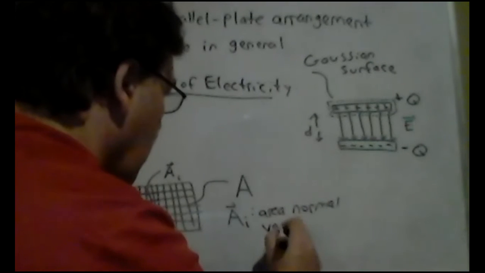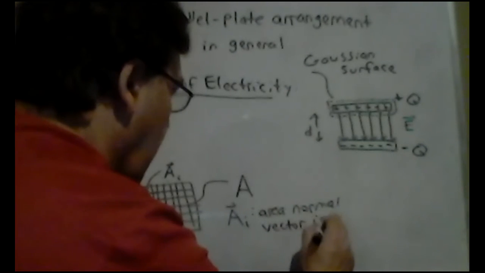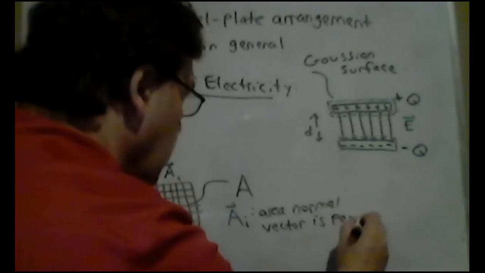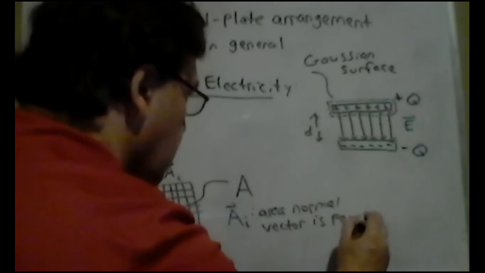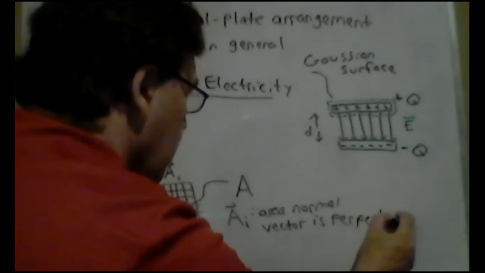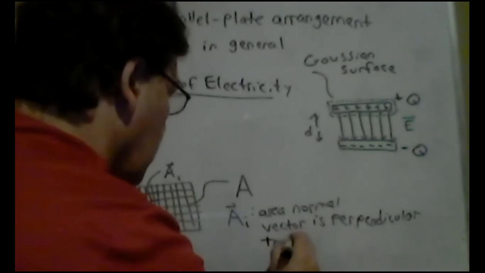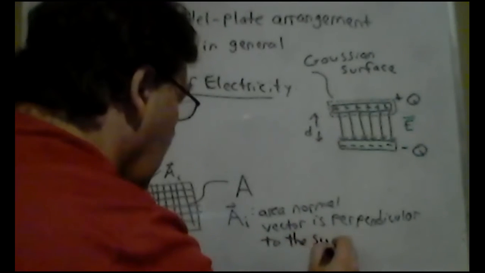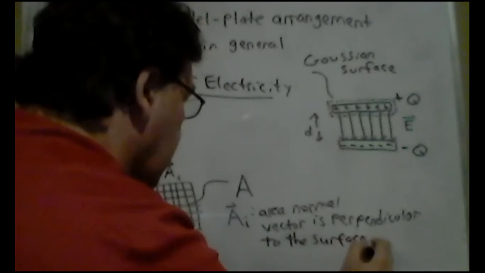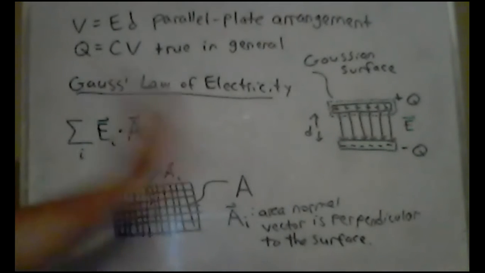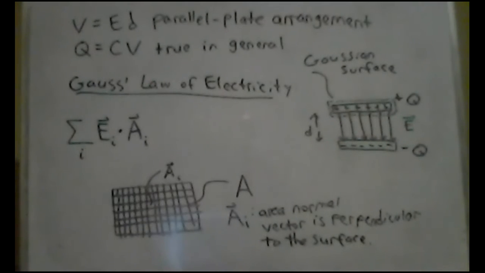The area normal vector is perpendicular, that's what normal means, to the surface. I want to add all of these up, all the way across the positive plate.